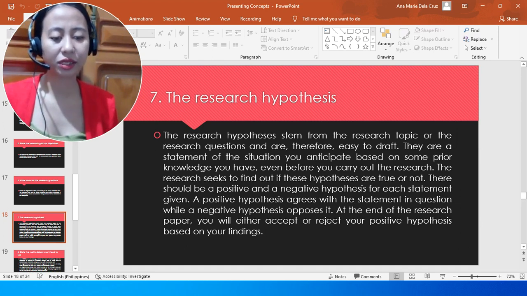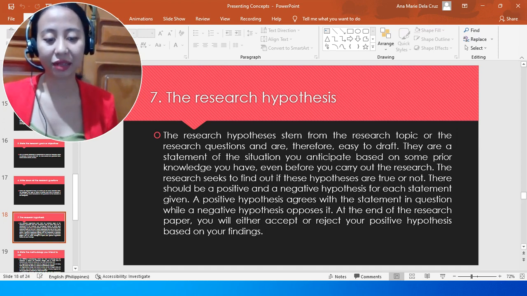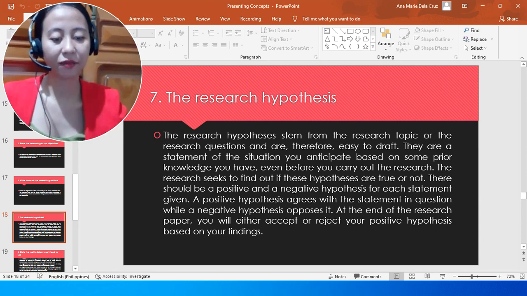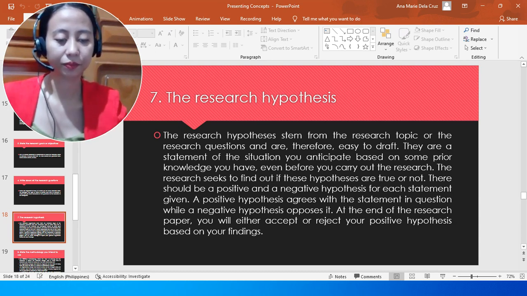The research seeks to find out if these hypotheses are true or not. There should be a positive and a negative hypothesis for each statement given. Dapat may positive and negative balance. A positive hypothesis agrees with the statement in question, while a negative hypothesis opposes it. Diba? Bumabaliktad doon. Yun yung negative.